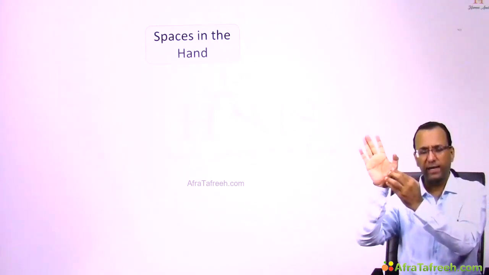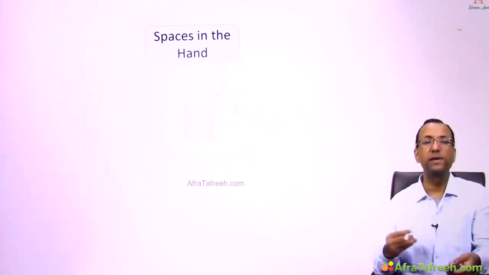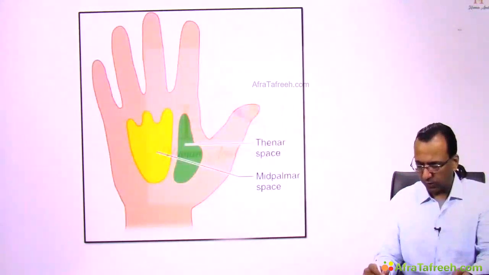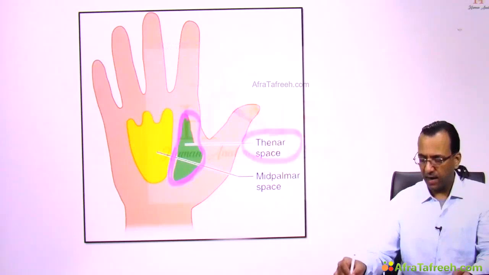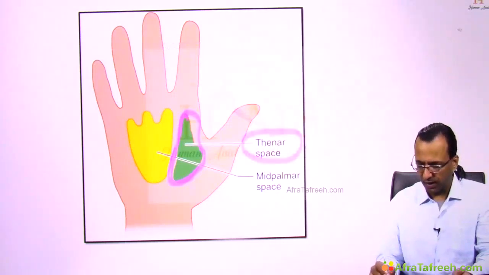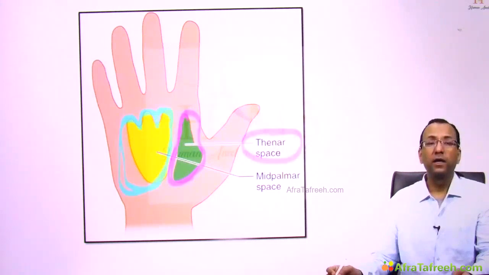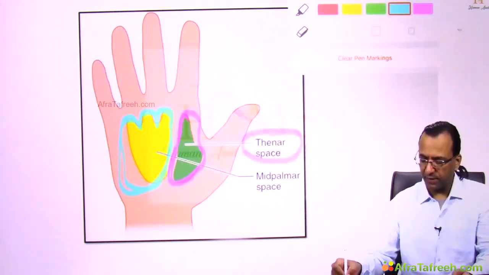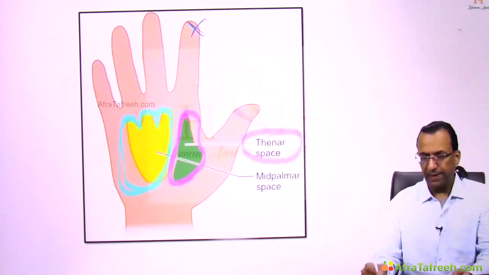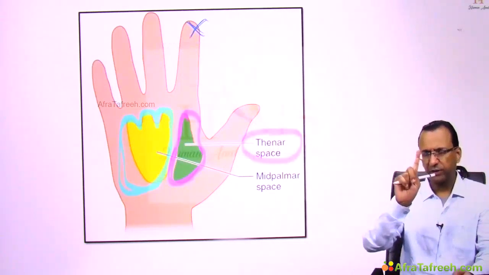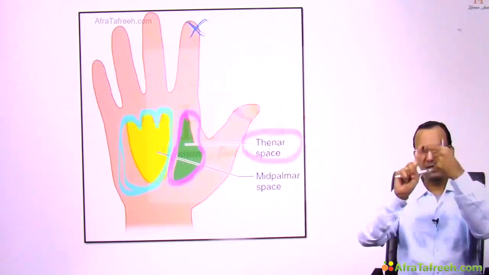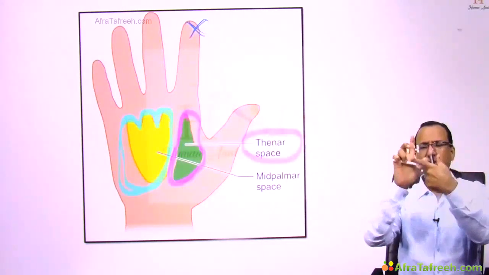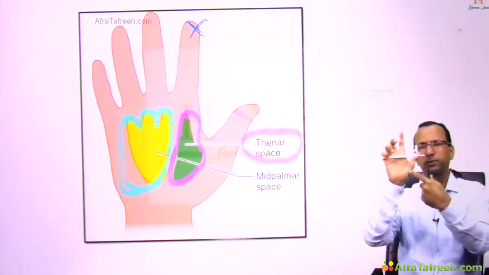Let me show you some diagrams, then you'll understand the four spaces. I'm telling you that towards the thumb you have the thenar space, and towards the little finger you have the mid-palmar space. It is in the mid-palm. Remember, if there is some problem with the index finger, an infection, say you are puncturing the index finger, there was some pus formation, that pus can enter into the thenar space.